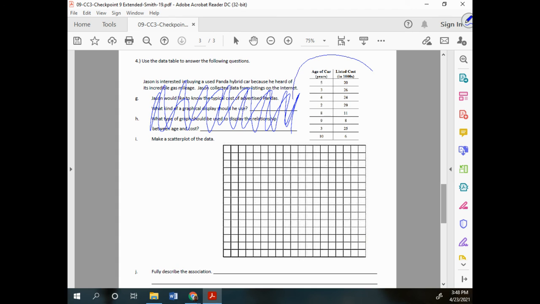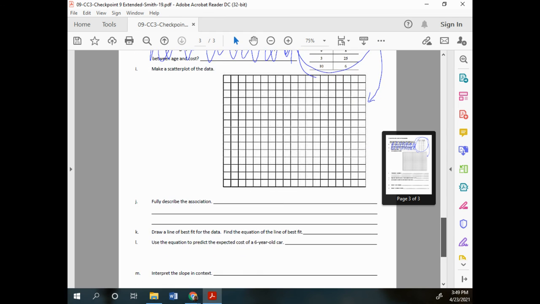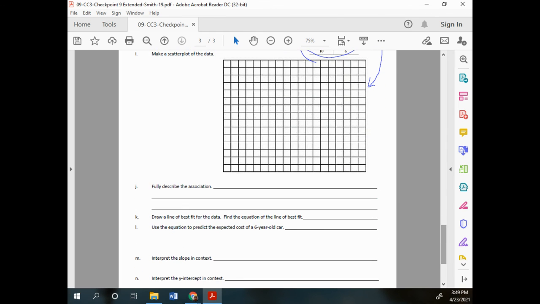Here's what I want you to do. I want you to plot these points on this graph. Then you are going to answer these questions here at the bottom. Fully describe the association. Think of the 4 things we talked about. If you don't remember, go back and watch them. Draw a line of best fit and find the equation. Again, you can estimate this equation. If you get a fraction that's not quite nice, you can go ahead and round it to the nearest whole number, okay? And you can put that equation on here.